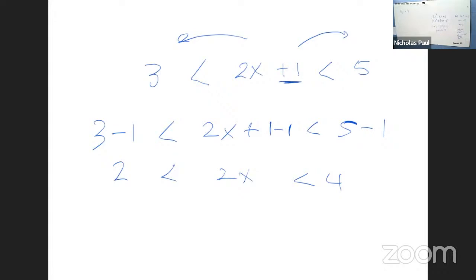What's the next step? Divide everything by 2. So divide here by 2, here by 2, here by 2. So you'll get 1 is less than x is less than 2. So when you're solving inequalities like this, you do it on all sides. All right.